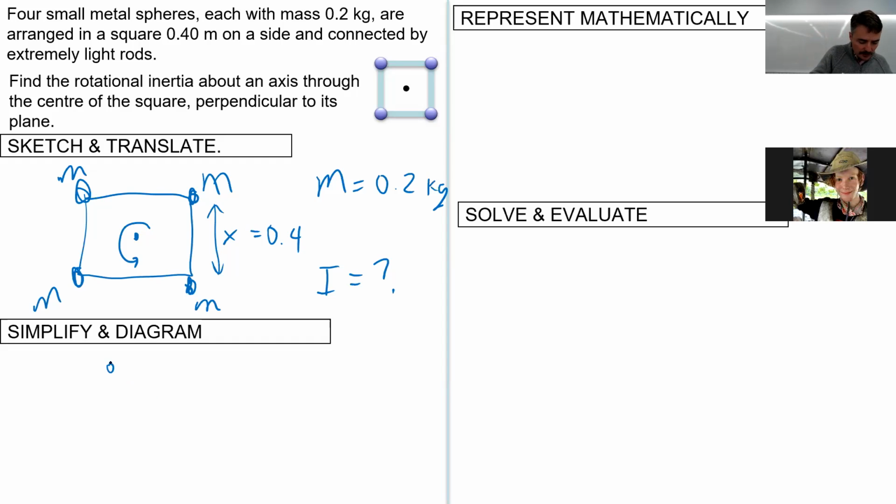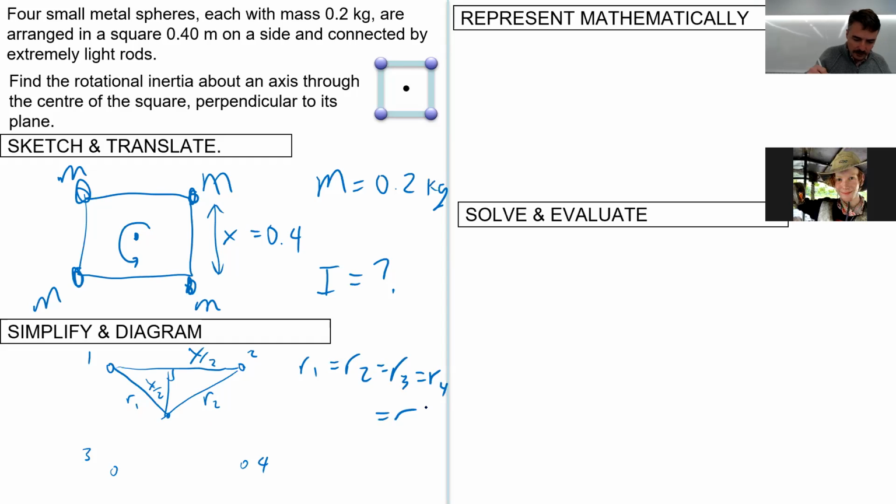So let's call them 1 and 2, and 3 and 4. I'm not drawing it very well. We need this distance, where this right here is x over 2, and there's a right angle here, and this also is x over 2 from here to here. Then this would be R2, this is R1, etc. They're all going to be the same. So R1 equals R2 equals R3 equals R4. Let's call that R.